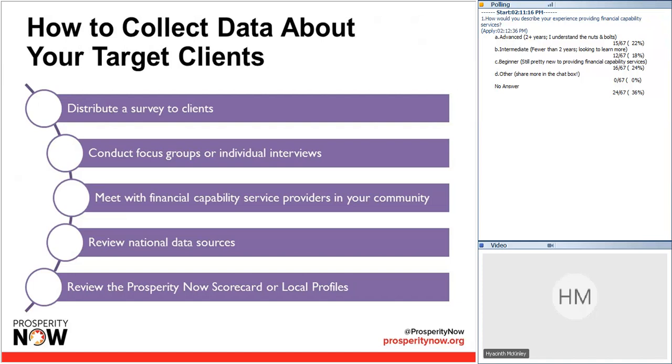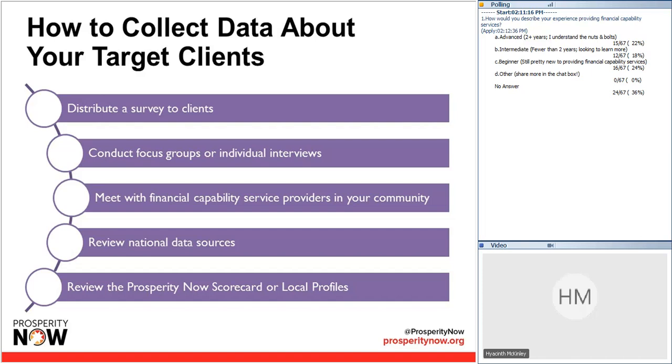So we suggest some ways that you can go about collecting more information about your clients. It's probably tempting to say what you've observed by providing other services in your clients' lives, but we would recommend that you get more targeted to find out more specific information about their financial lives. So it could be distributing a survey to clients. You might hold focus groups or individual interviews to get a sense about specific financial issues. You might meet with financial capability providers in your community to find out more about the financial issues for community members like your clients through the lens of people already serving those needs.